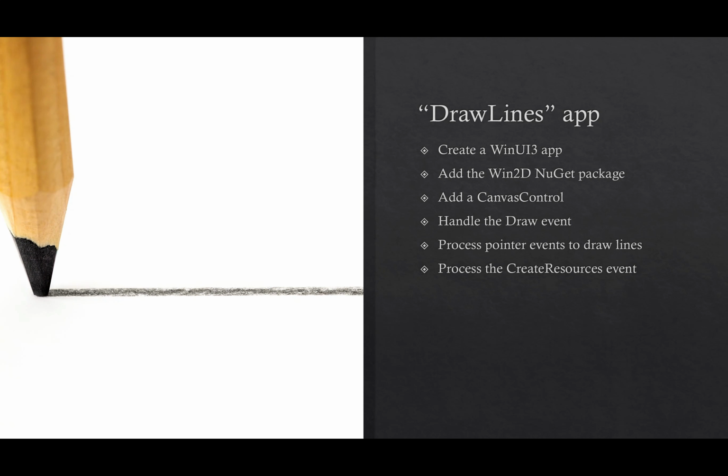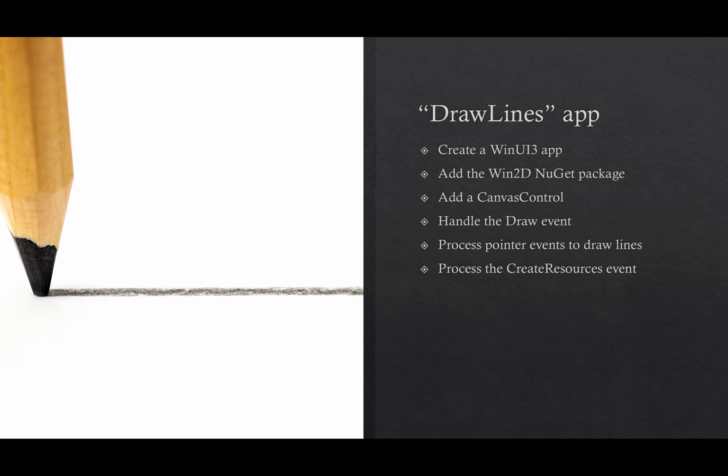All right, so in summary, we've learned now how to create a very simple Win2D app, or really it's a WinUI3 app that uses Win2D. To recap what we did, we created a WinUI3 app from the template in Visual Studio. We added the Win2D NuGet package for WinUI3. Then we added a canvas control to our XAML. And we added a draw event handler that draws a bunch of lines.